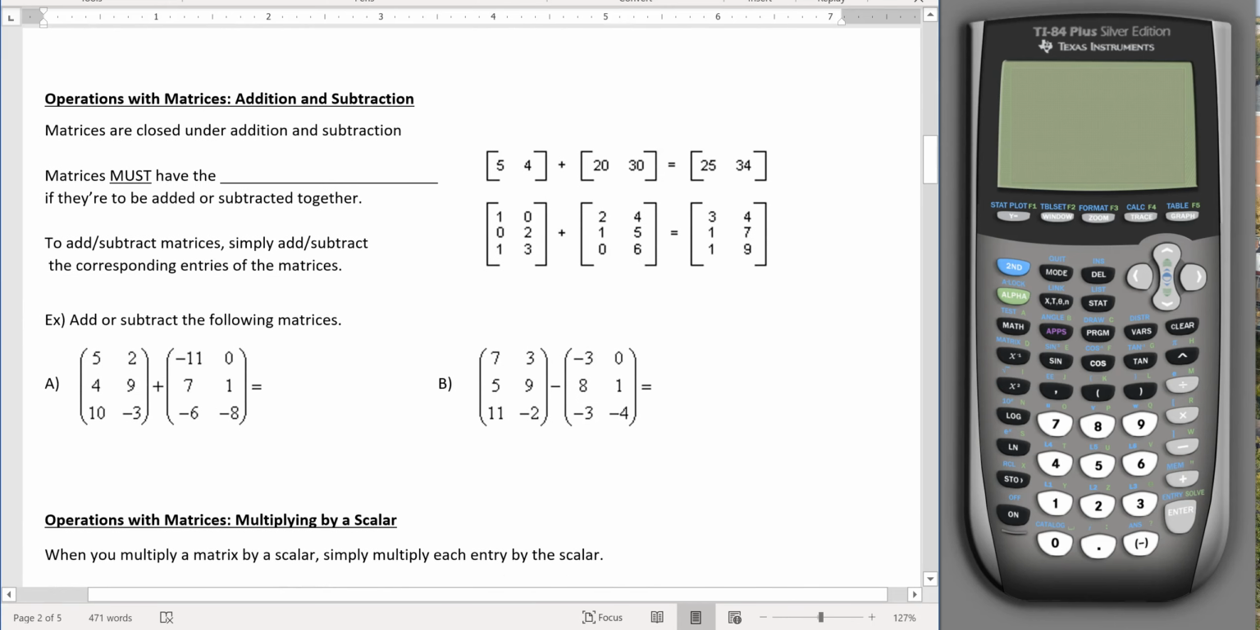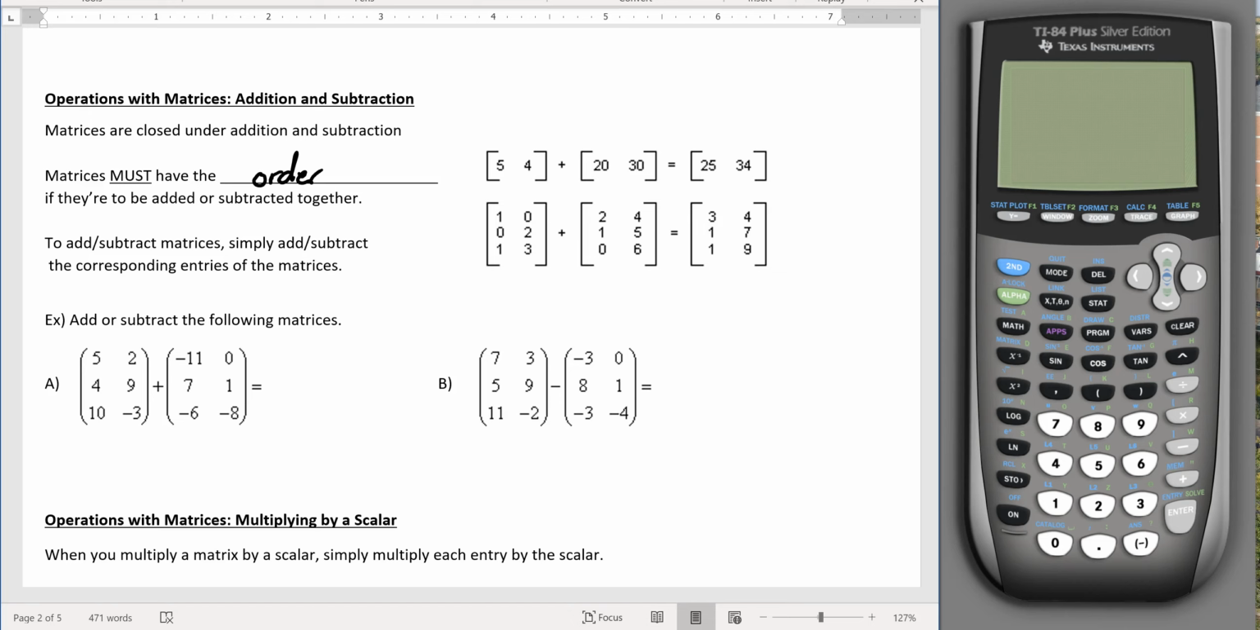Now, matrices are closed under addition and subtraction. What that means is, if you add a matrix to a matrix, you'll get a matrix. You're not going to get a number or a linear equation. Now, in order to add or subtract matrices, the matrices must have the same order, or they're not able to be added or subtracted together.